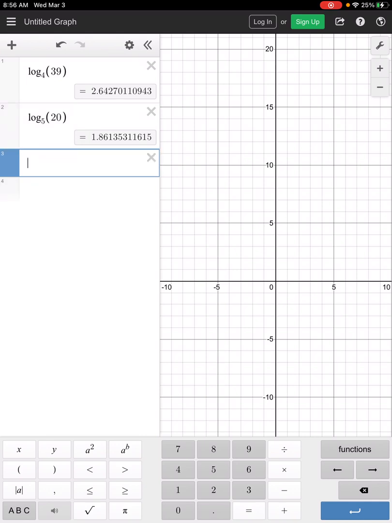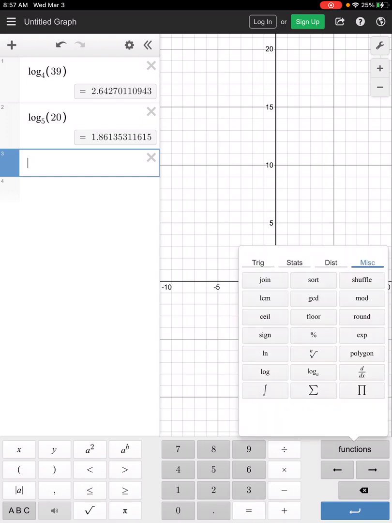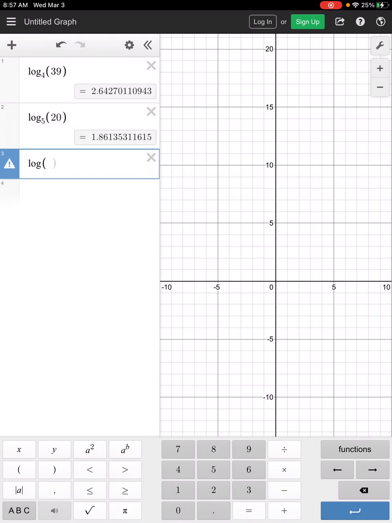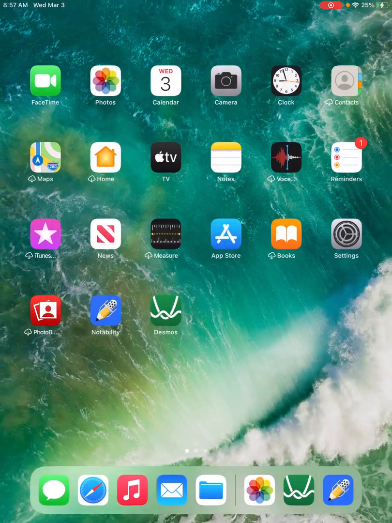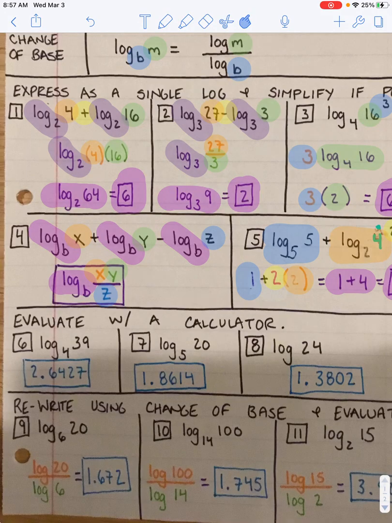And then problem 8 is log of 24. This one doesn't have a base, so this time we can use just the log button. Notice we don't go into the base, and we just have log of 24. And we see our answer is 1.3802. So that's where we got our answers here: 2.6427, 1.8614, and 1.3802. Make sure you take some time to know how to plug those into a calculator. Hopefully you're all using Desmos.